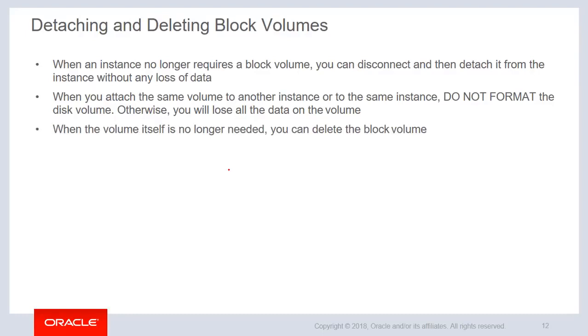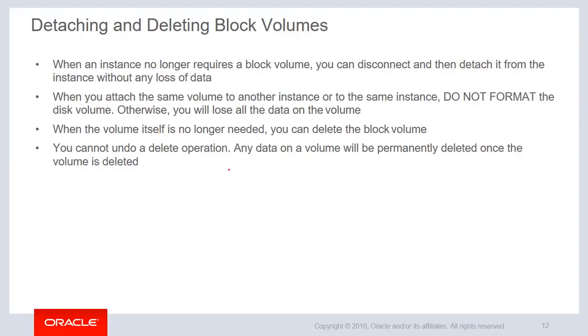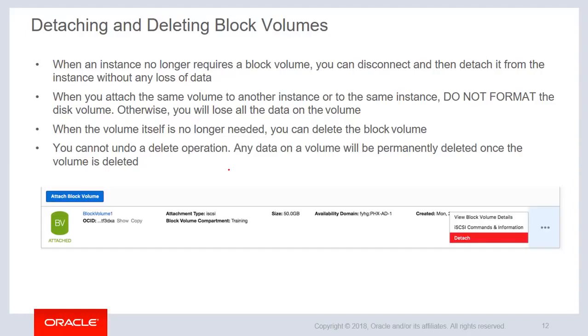When the volume is not needed, you can delete the block volume. Once you delete it, it's permanently deleted. As I said, we make 3 copies, but when you delete it, we delete all the copies. So keep in mind that if you delete it, there is no archive option where you can archive the old volumes. It's really straightforward. You can click detach here. This block volume is attached to an instance, and you can detach it and then you can delete it.